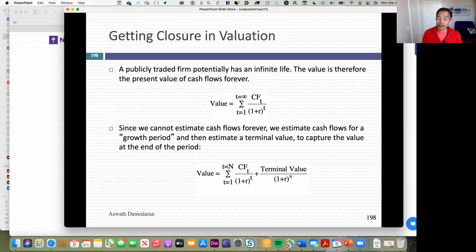So let's talk about why we need a terminal value in the first place. Here's the problem. When you sit down to value a publicly traded company, at least in theory, your cash flows can keep going and going forever. But you can't estimate cash flows forever. You know why? There aren't enough columns in Excel. When are you going to stop, right? 16,348 columns. So in valuation, you stop at a point and you estimate a terminal value.